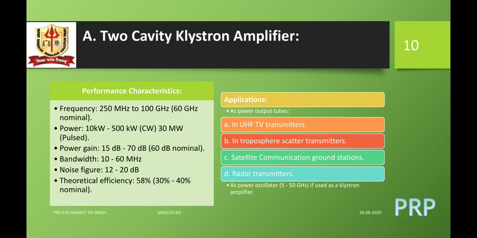What are the applications of the two cavity klystron amplifier? Applications include use as power output tubes. It is used in UHF, ultra high frequency, TV transmitters, in troposphere scatter transmitters, in satellite communication ground stations and radar transmitters, and as power oscillators for the frequency 5 to 50 gigahertz if used as a klystron amplifier.